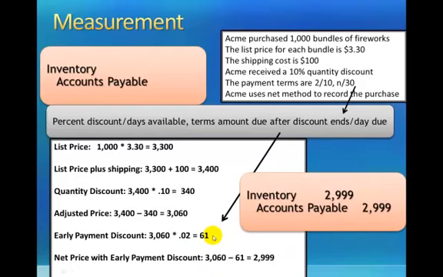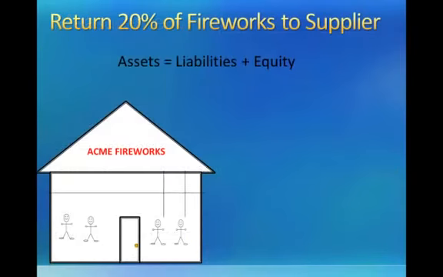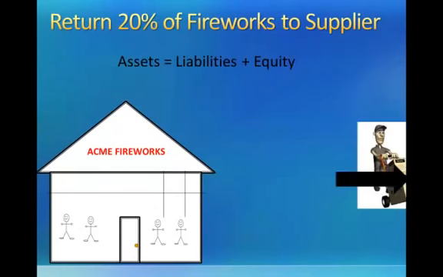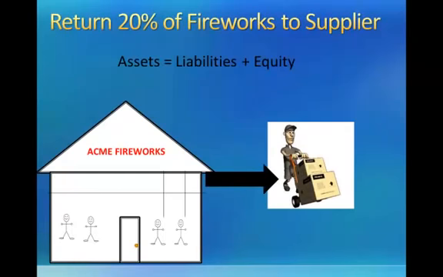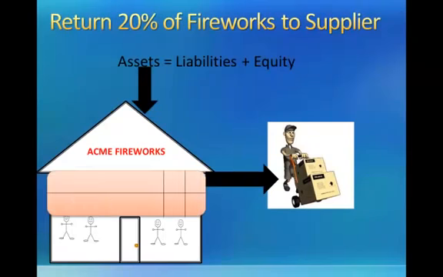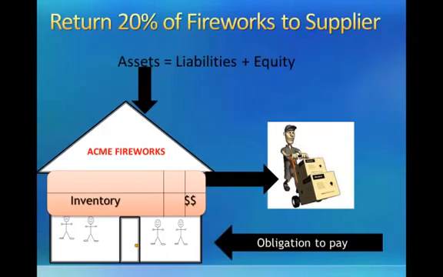The next thing we're going to do is return 20% of the fireworks to the supplier. That means inventory is going out of Acme. If inventory is going out, we need to reduce the asset, and we reduce the asset by crediting inventory. If we're reducing the inventory, our obligation to pay is also going down, so we have a liability that's decreasing. So we're going to debit accounts payable to reflect the decrease in the liability that results because we're returning inventory.